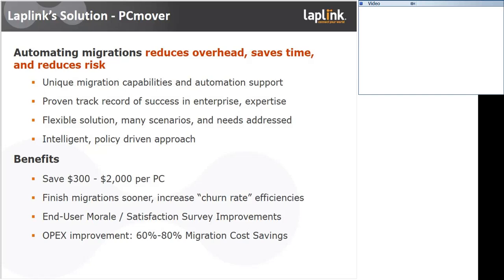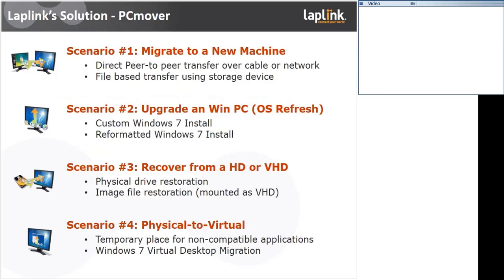PCMover is a base technology that allows us to have a very flexible approach and support many scenarios, as you will see. At the end of the day, we believe that we can save you $300 to $2,000 per PC, and the projects will finish faster, morale is higher, and clearly it has an effect on the bottom line.